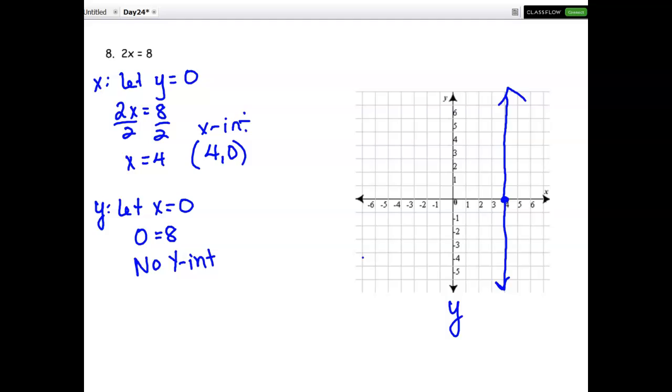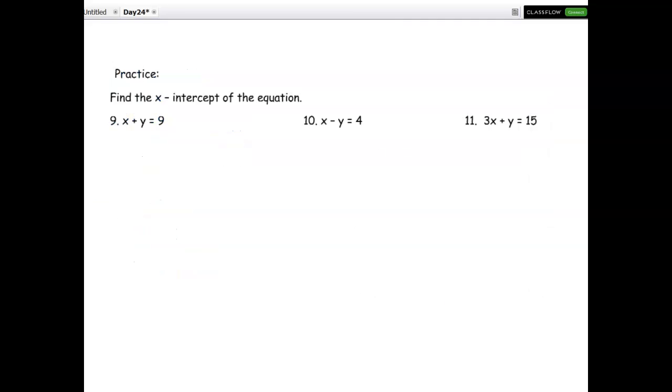Okay, so I want you guys to practice and try. You can practice everything on the next page, 9 through 17, and then I want you to just go to the answer key and compare your answers.